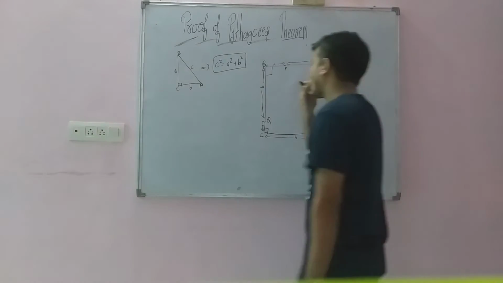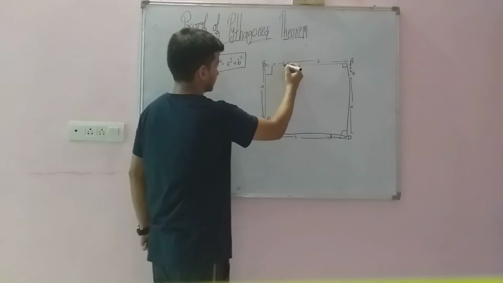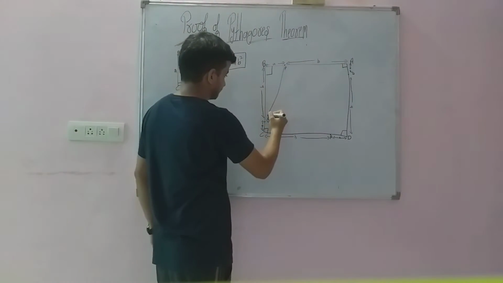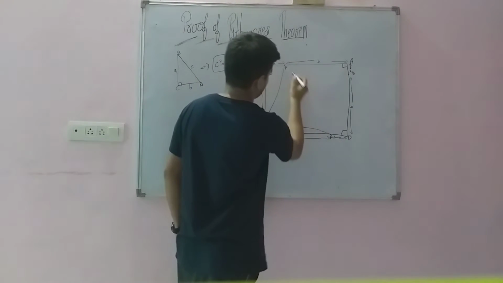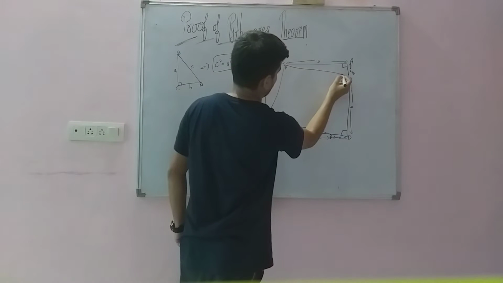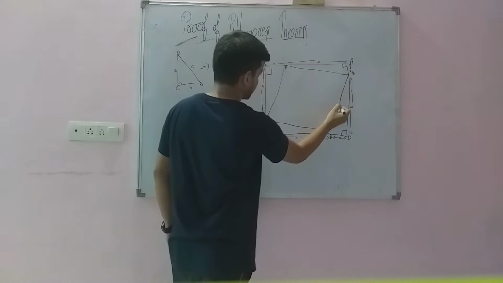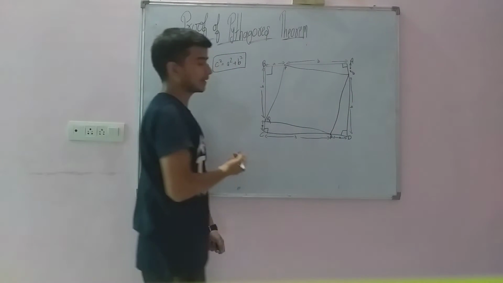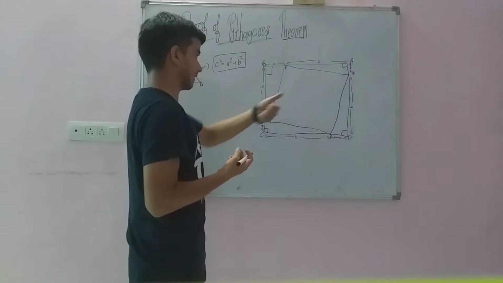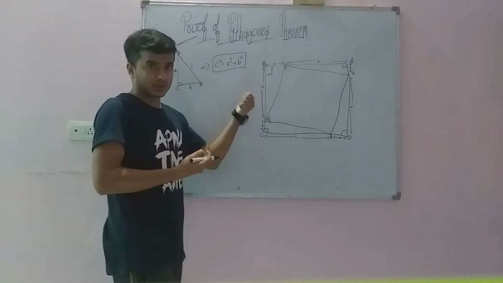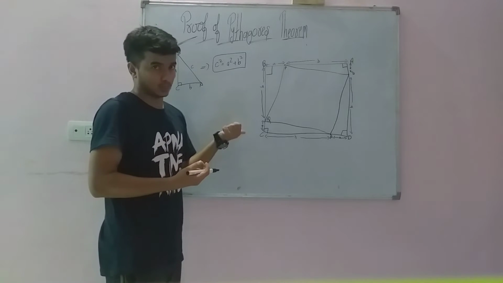Okay. Now we are joining these points PQRS. On joining these points PQRS, we get a quadrilateral, and we also see that there are four right angle triangles which are congruent to each other by the side angle side property.